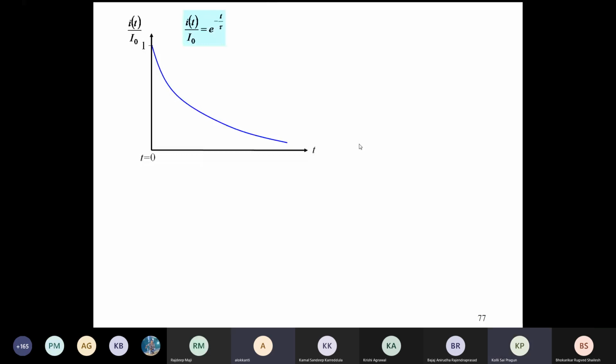Now, since I(t) by I naught is a function of time, if we find the derivative of I(t) by I naught at t equal to 0.